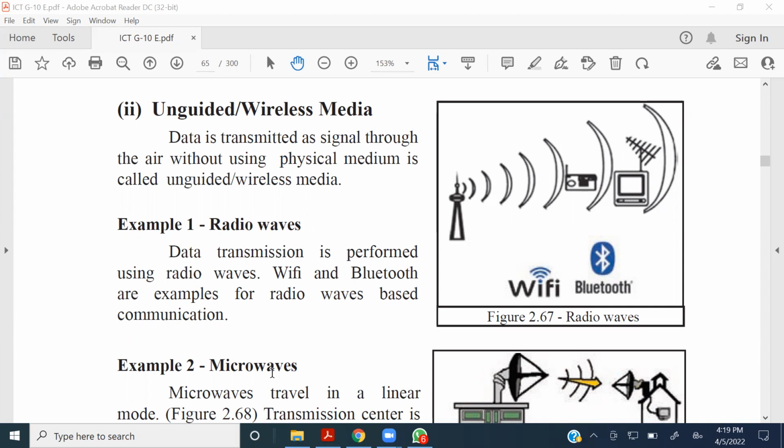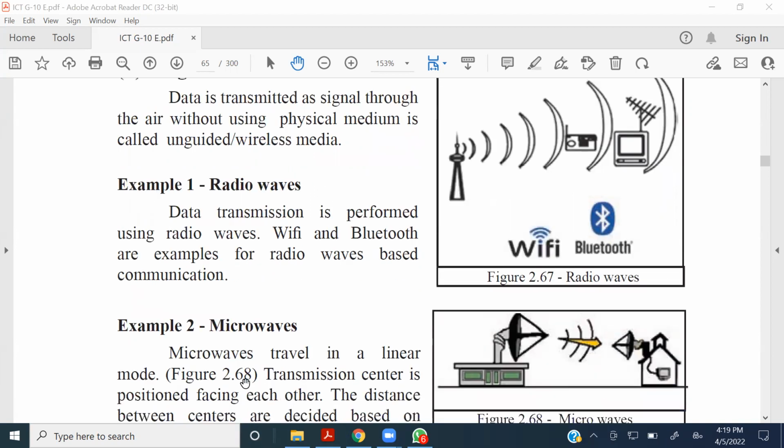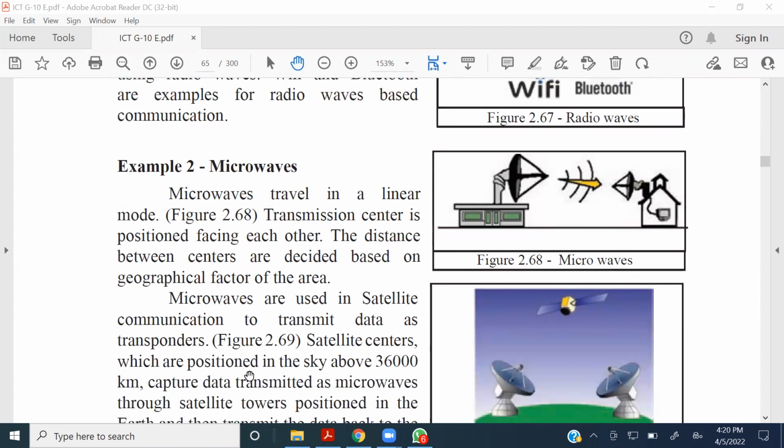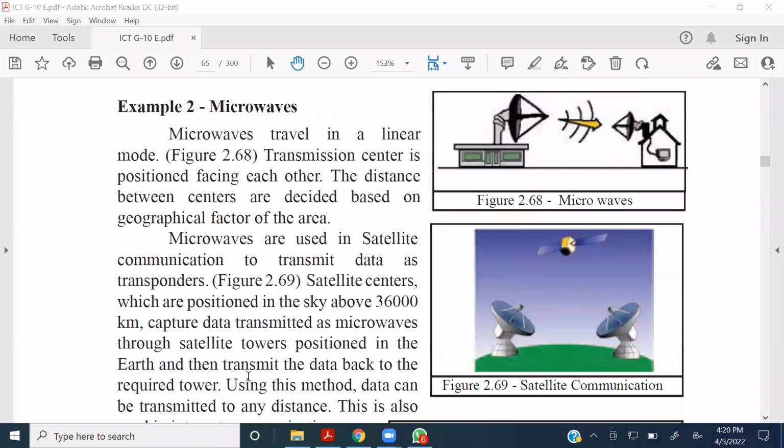But when it comes to microwaves, they do it better than that, right? Because you can't send a radio signal to outer space to reach a satellite. But microwaves have the ability to travel a very great distance, like 36,000 kilometers, and reach a satellite. So when we do satellite communication, it's microwaves that they are using.